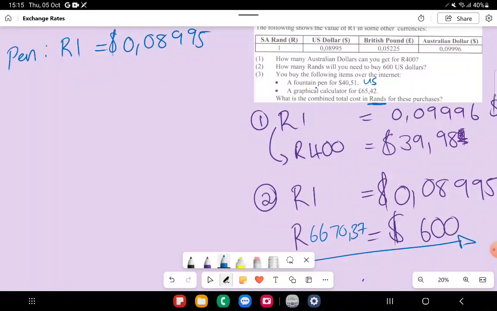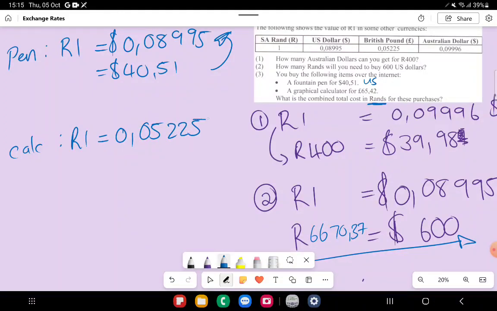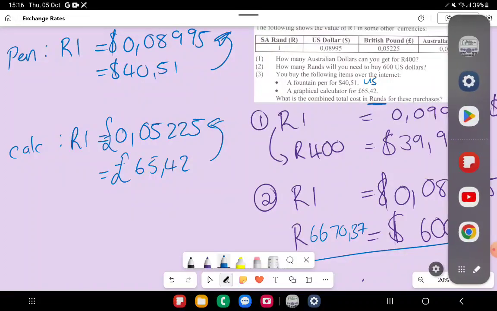Okay. So fountain pen is 40.51. And we're going to go that way. Divide the big by the small. The second one is going to be for the calculator. We're going to say 1 rand is equal to 0.05225 pounds. So how many rands for 65.42 pounds? Again, you're going to go that way in order to divide. So let's do those two quickly.